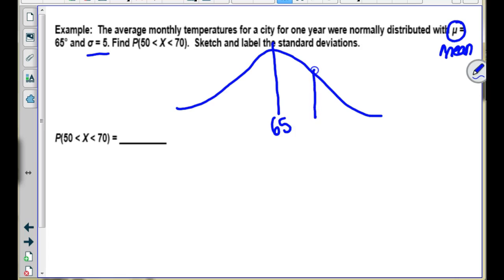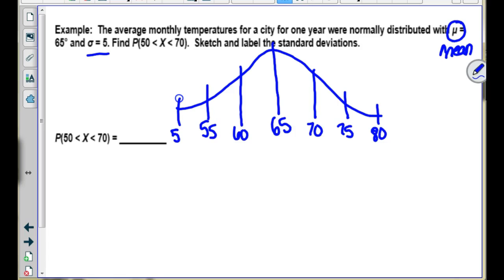So here would be 70, 75, 80. Going this way, we'd have 60, 55, and 50. Okay, so what is this means probability? What is the probability we land between 50 and 70? In other words, what percentage fall between 50 and 70? What's in here? Do you remember?